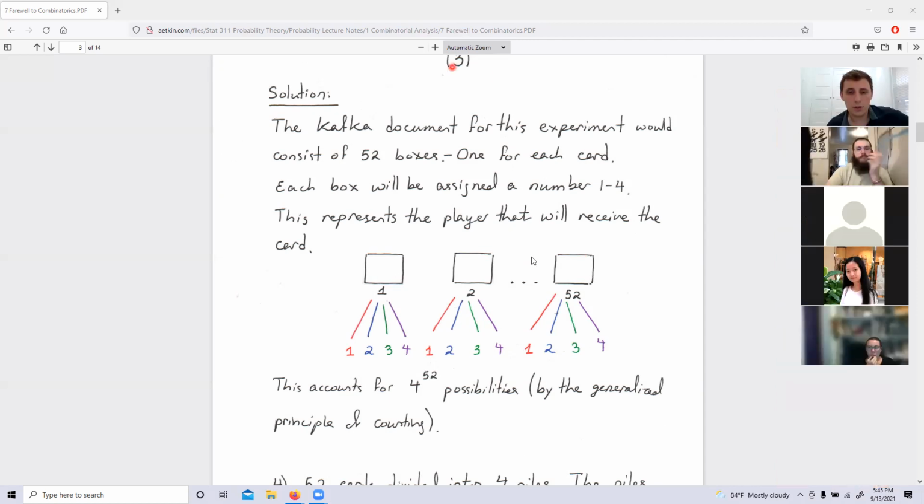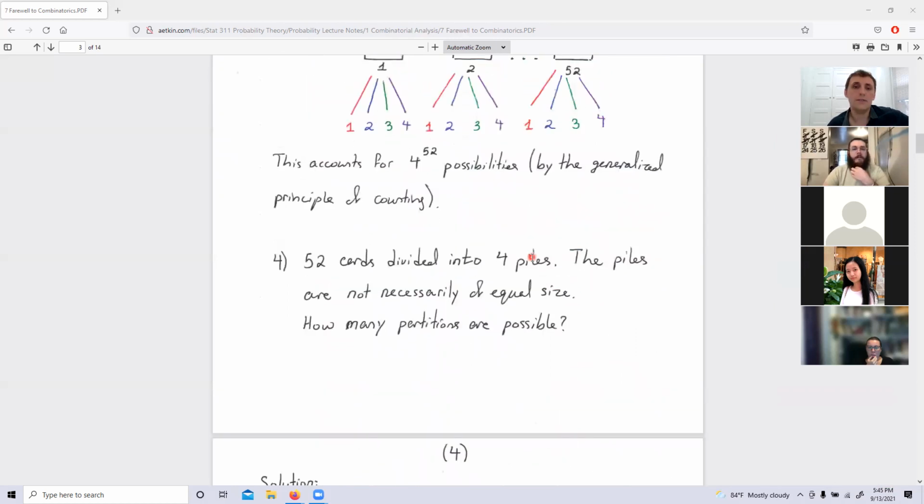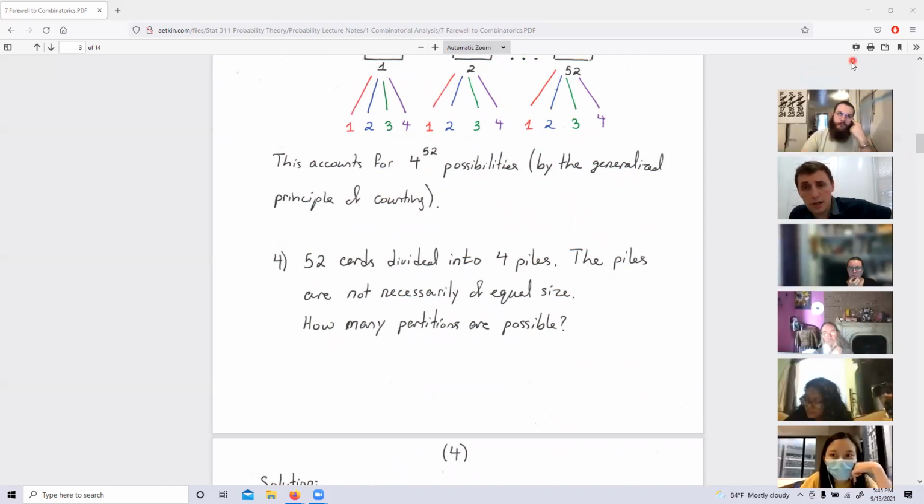I hope you understood. The next question is: 52 cards divided into 4 piles. The piles are not necessarily of the same size. Now, this might be a very hard question. So you understand it's not the players, the cards are divided into 4 piles, and the piles are not of the same size necessarily. So how many piles are possible?